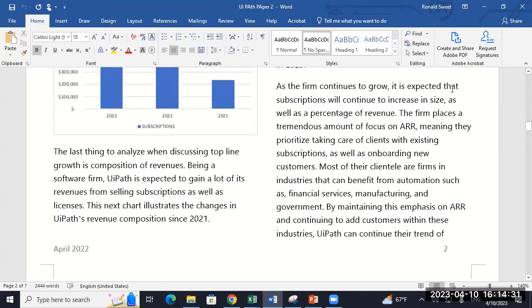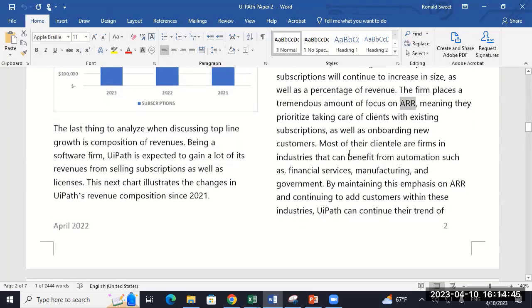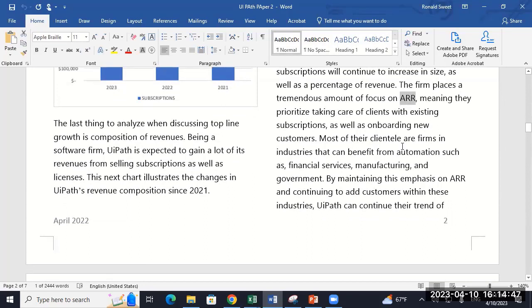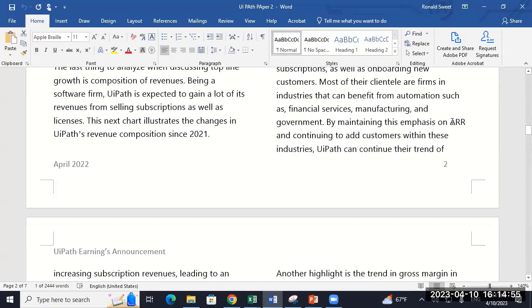As the firm continues to grow, it's expected that subscriptions continue to increase in size as well as percentage of revenue. The firm places a tremendous amount of focus on ARR, meaning their priority taking care of clients. I don't know what ARR means, so you might need to explain that. Most of their clientele are firms and industries that can benefit from automation, such as financial services, manufacturing, and government. I'm maintaining this emphasis. I don't know what ARR means.